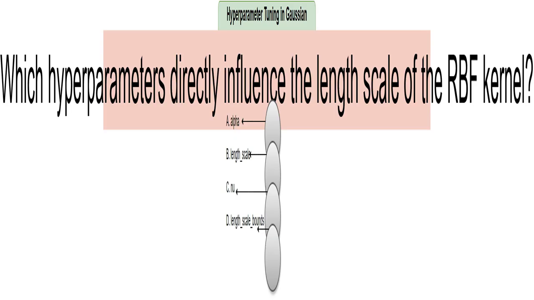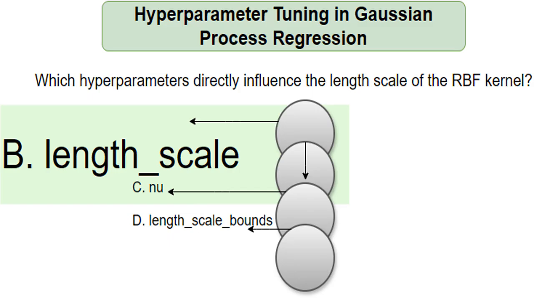Think of it like this. Imagine you're drawing a curve through some points. A small length scale would mean the curve changes direction very quickly near each point, whereas a large length scale means the curve is more smooth and gradual. We need to select from a list of hyperparameters. This is the key one.